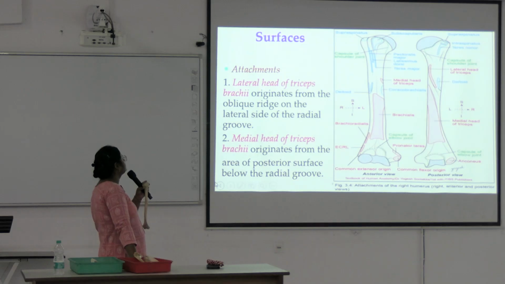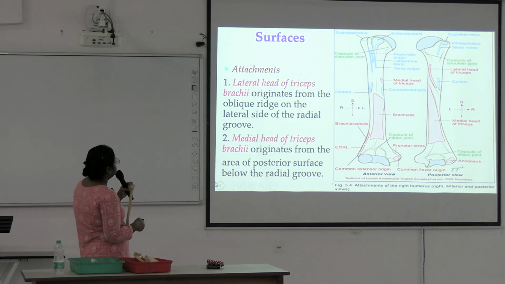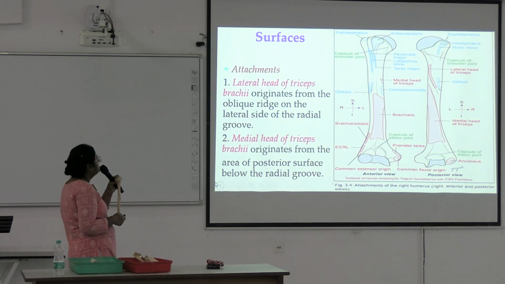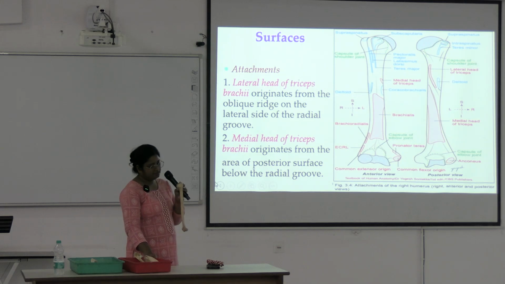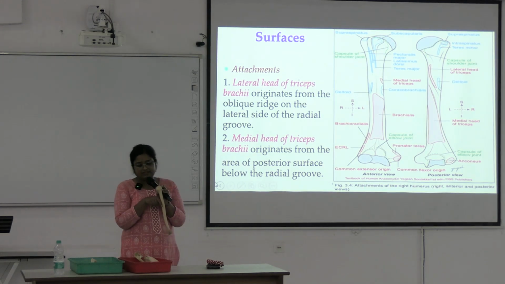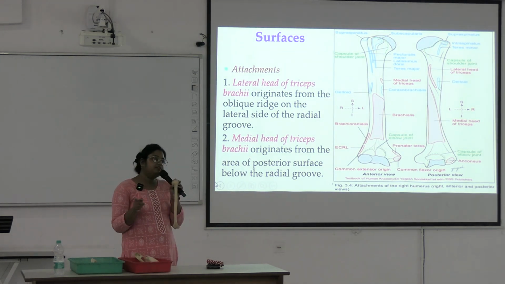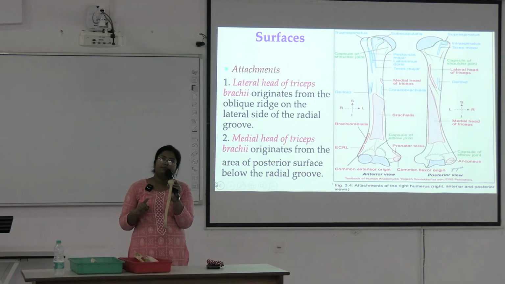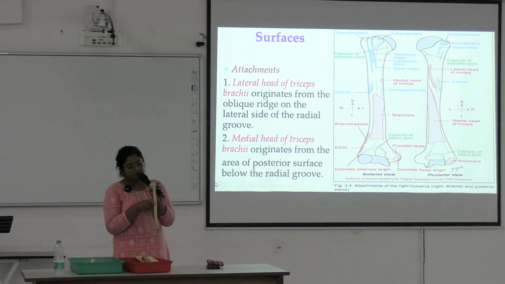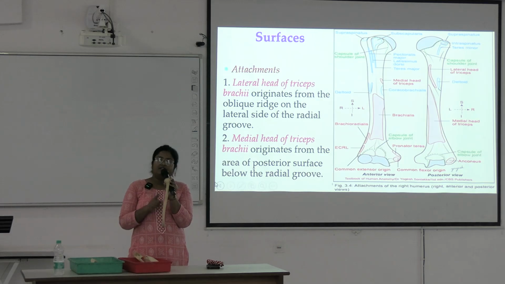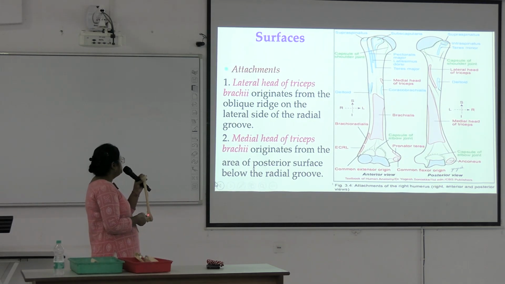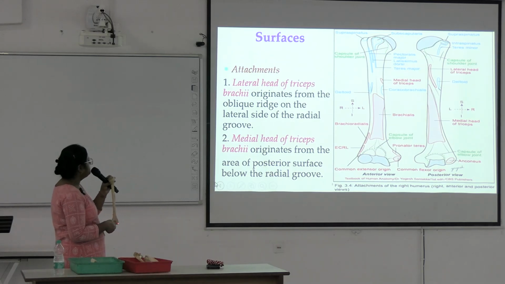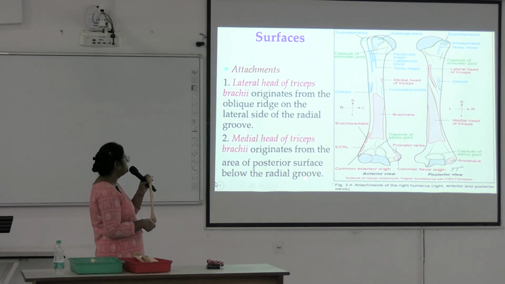Next, attachments on the posterior surface. The lateral head of triceps brachii originates from the oblique ridge on the lateral side of the radial groove. Above the radial groove there is an oblique ridge that gives origin to the lateral head of the triceps brachii, and just below the spiral groove, the whole area gives origin to the medial head of the triceps brachii.